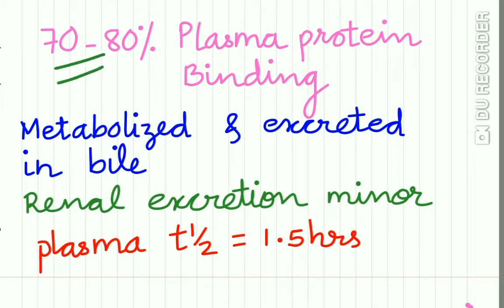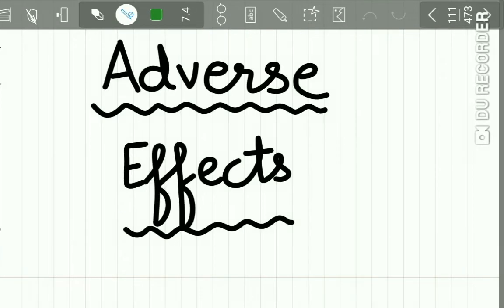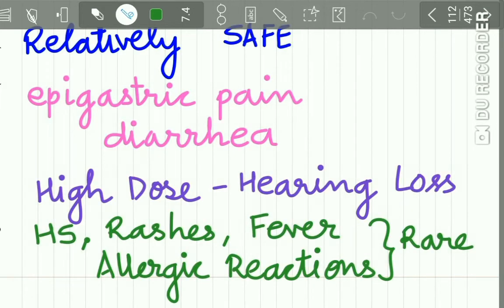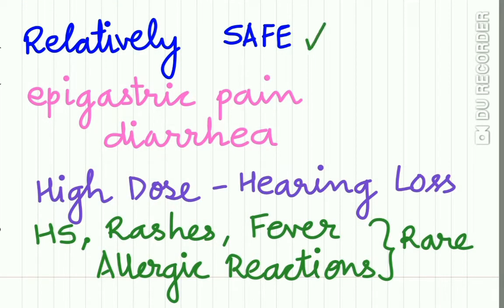There is 70 to 80% plasma protein binding shown by the drug. Erythromycin is metabolized and excreted in bile primarily. Renal excretion of erythromycin is minor and the plasma half-life of the drug is 1.5 hours. Regarding adverse effects, erythromycin is considered relatively safe, but mild epigastric pain and diarrhea may occur in children.